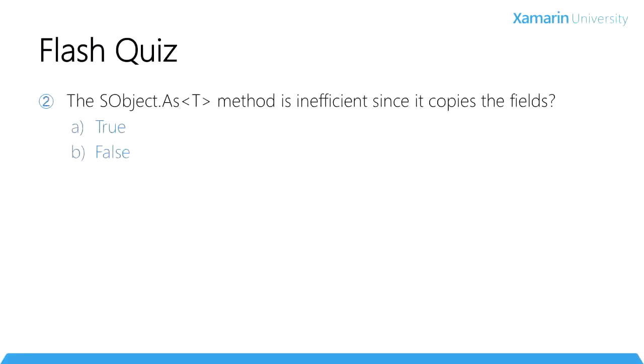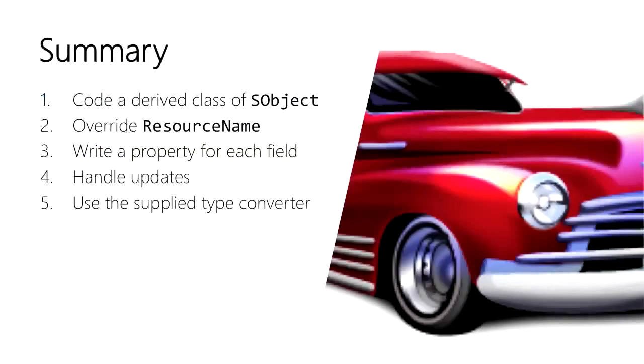Second question. The SObject As T method is inefficient since it copies the fields. Is this statement true or false? And the answer here is false. There's no copy made. The original object gets referenced inside our derived class. As we saw, writing a custom SObject is generally a mechanical procedure that doesn't require tricky code. The payoff for a small amount of code, though, is quite large. It simplifies your client code and greatly reduces the chances of making common errors.